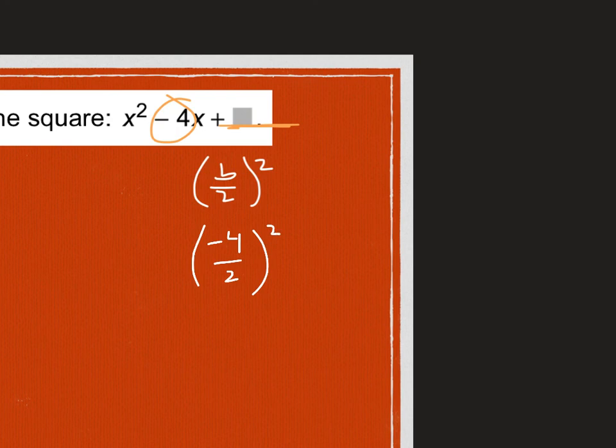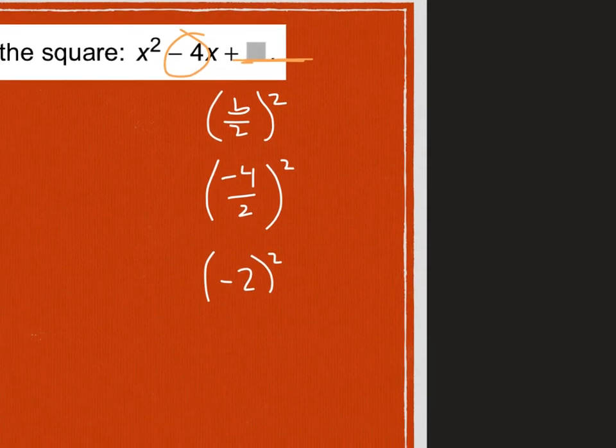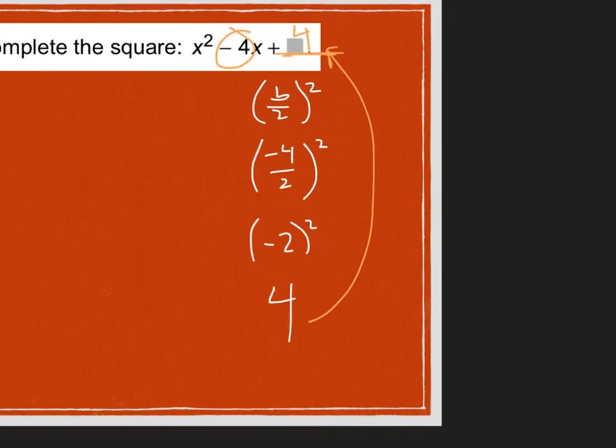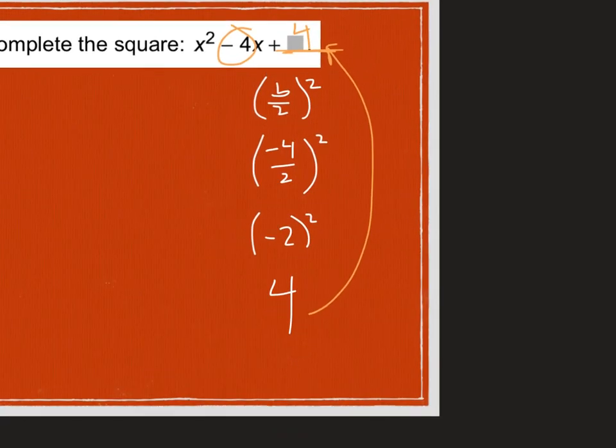How can we simplify negative 4 over 2? Awesome. Negative 2 squared. And what's negative 2 squared? 4. So a 4 goes into the blank here. That's what we're adding. But to complete the square, we have our parentheses squared. And what goes in it is this x and this number that's squared.